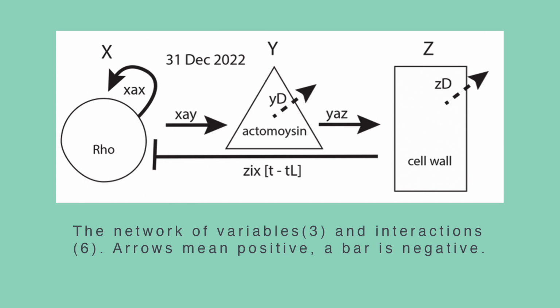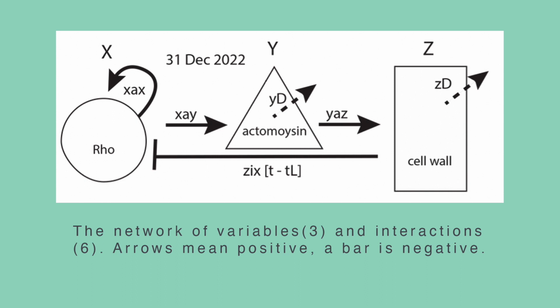In order for the differential equations to have a solution over extended times, each pool must have at least two arrows, that is, relations, one that can increase the value and one that can decrease it. For example, rho, the circle, is inhibited by the cell wall with a value of z times zix, and is stimulated by itself with a value of x times xax.